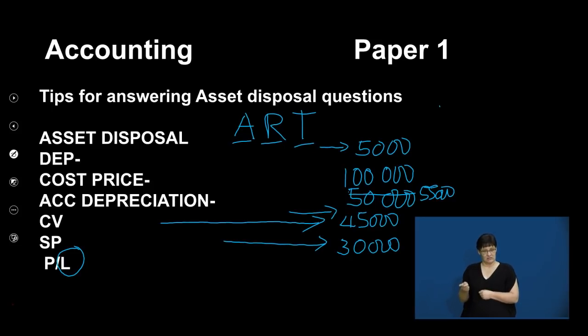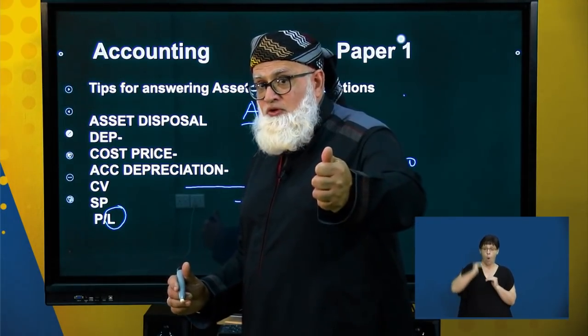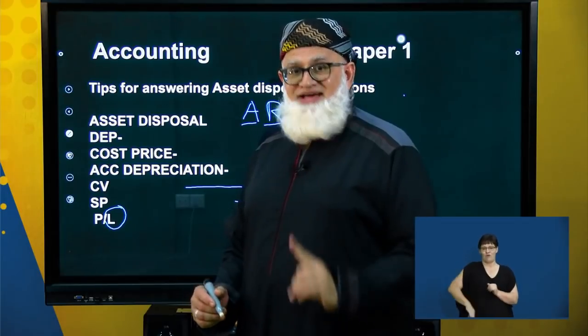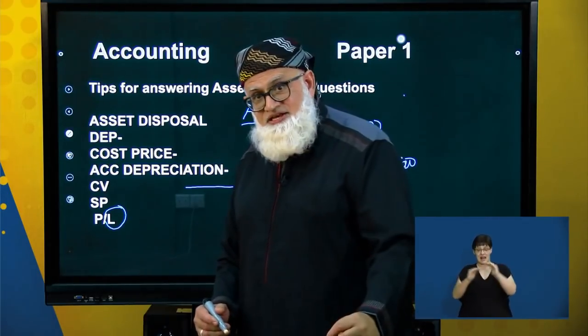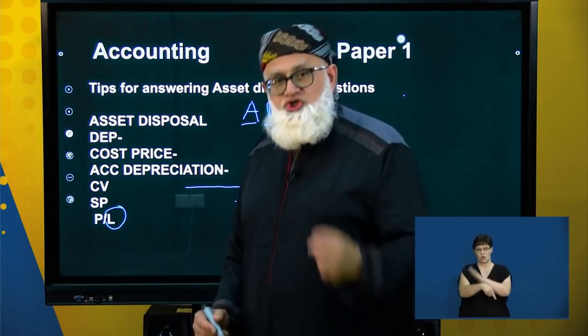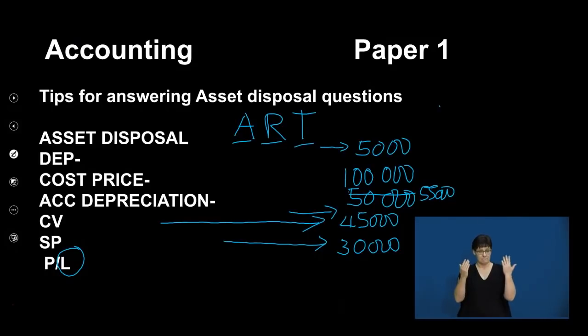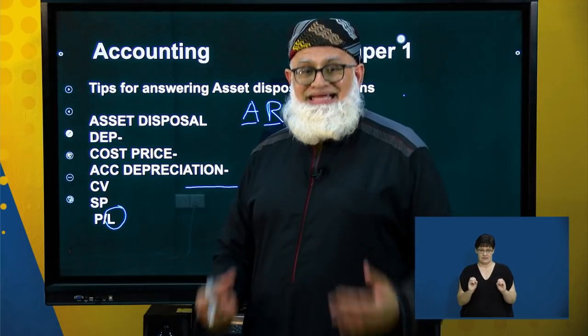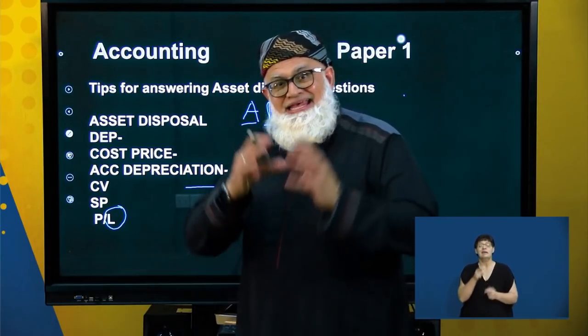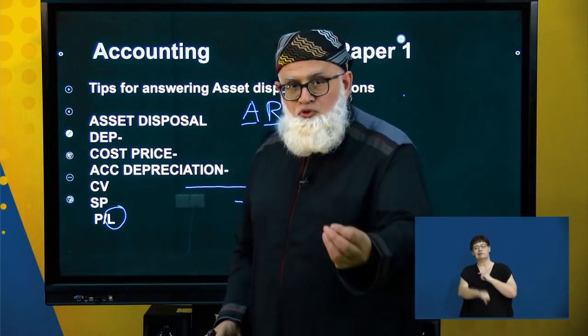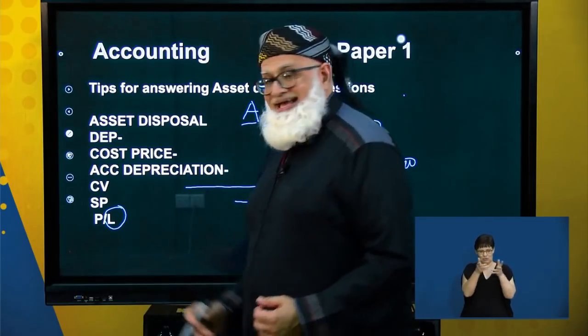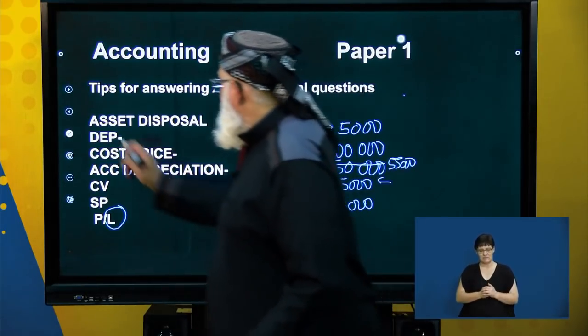Okay? So, what do we learn from this here? If you sell for more than the carrying value, you're making a profit on sale of asset. If you sell for less than the carrying value, you're making a loss on sale of asset. And if you sell at carrying value, for example, if you sold at 45,000, then you are neither making a profit or a loss on sale of asset. So this has given you a clear indication of how you approach a question regarding an asset disposal. Okay, let's move ahead.